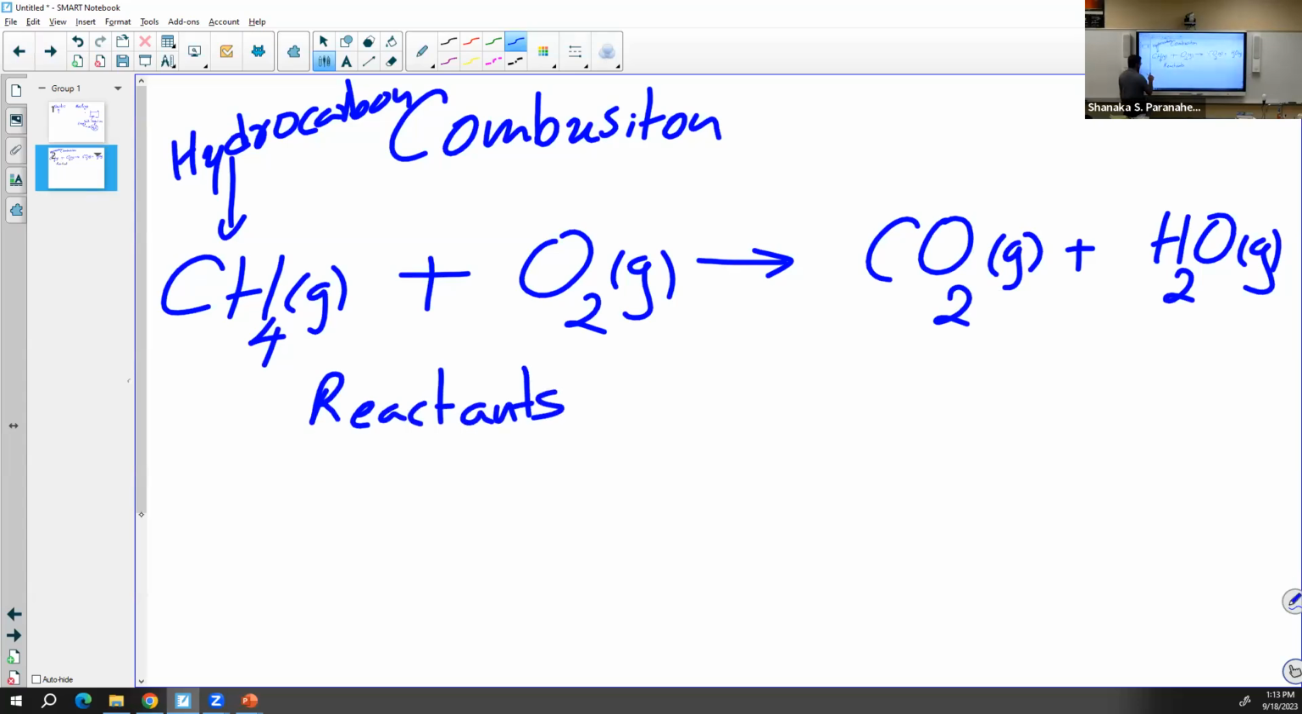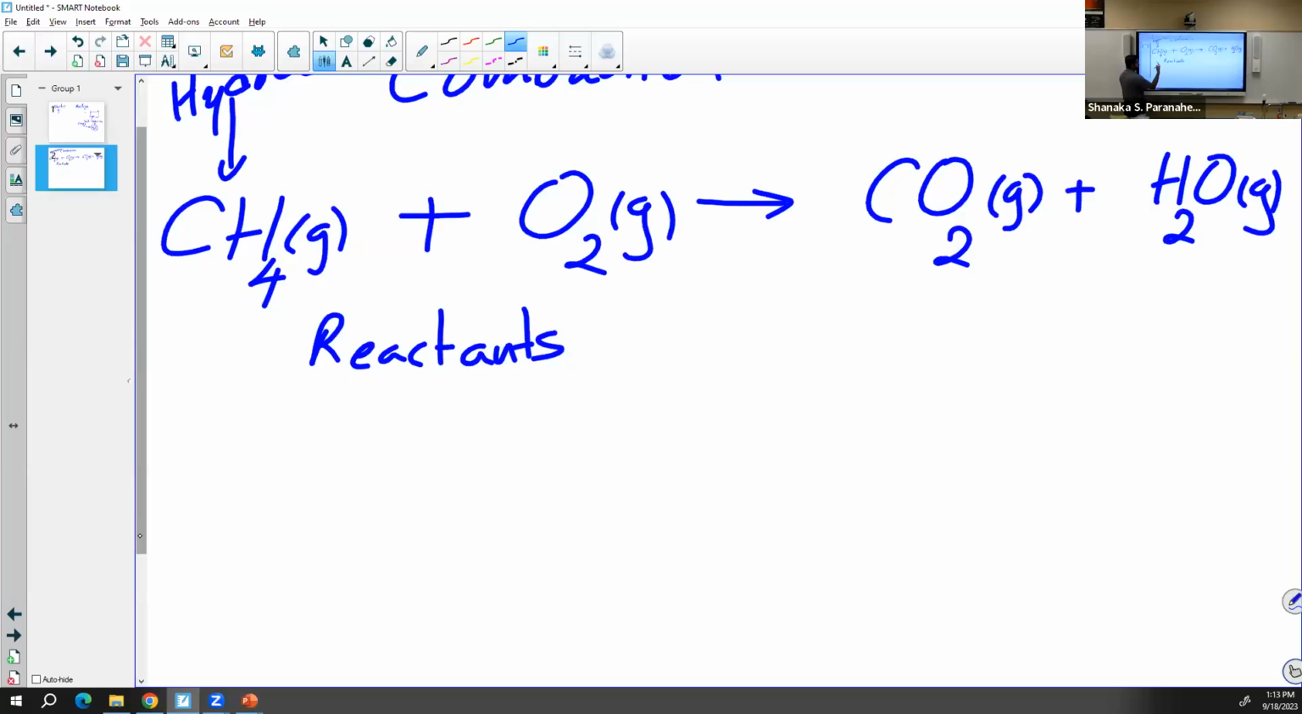So we have two reactants. Before we count, we should be able to identify the types of elements. There are three types of elements: carbon, hydrogen, and oxygen. Before we count the number of atoms, we should identify the number of elements. There's one carbon, four hydrogen, and two oxygen.